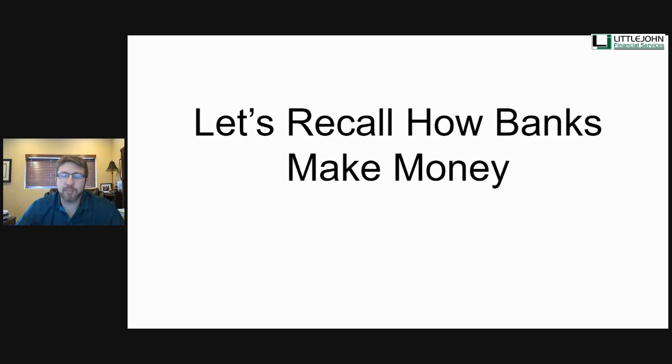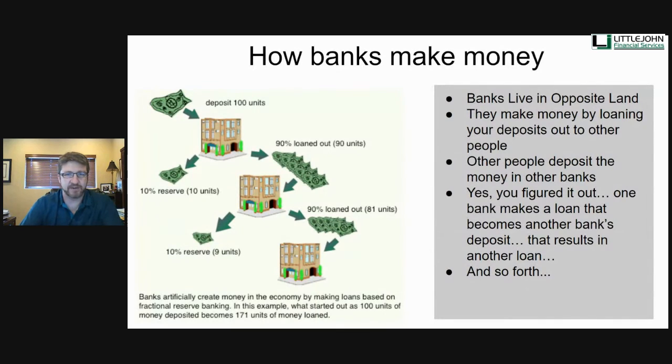Okay, let's remember how banks make their money. Remember, banks do make money, but they do it because they live in opposite land from us. We give money to a bank, and that's a deposit. That's our asset that we put in the bank. To the bank, a deposit is a liability because they pay you interest on it. So they want to loan that money out to somebody else, and then somebody else will have to pay the bank interest, and that makes it an asset for the bank. But when we have a loan, if we borrow money, that's a liability to us, right?